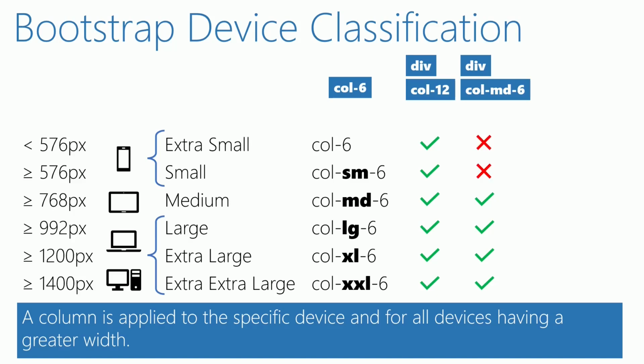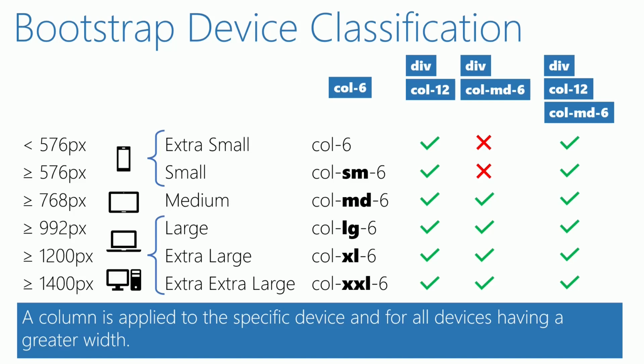If I want to include the missing devices as well, I can include one more column definition as col-12. Hence my div should have both col-12 and col-md-6 separated by a space. Now col-12 is applied to extra small and small. Col-md-6 is applied to medium, large, extra large and extra extra large. Whenever we define column class, we need to ensure that all the devices are covered.